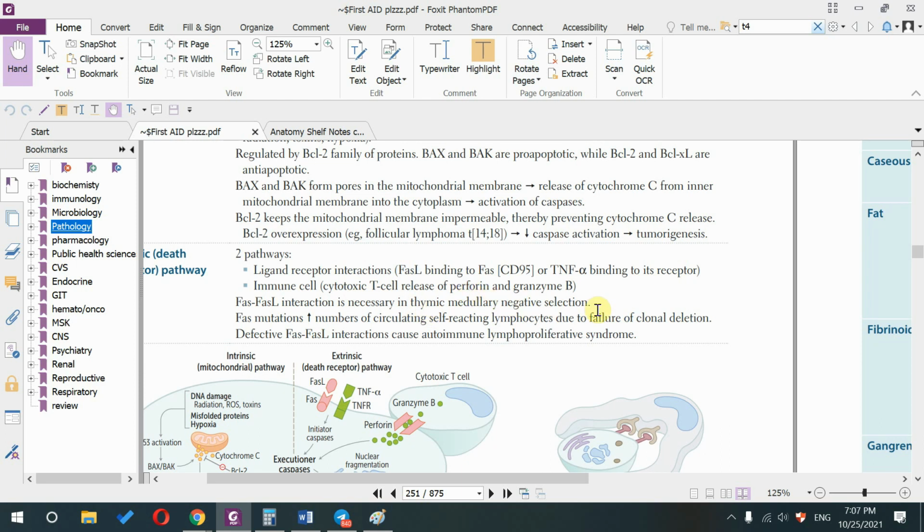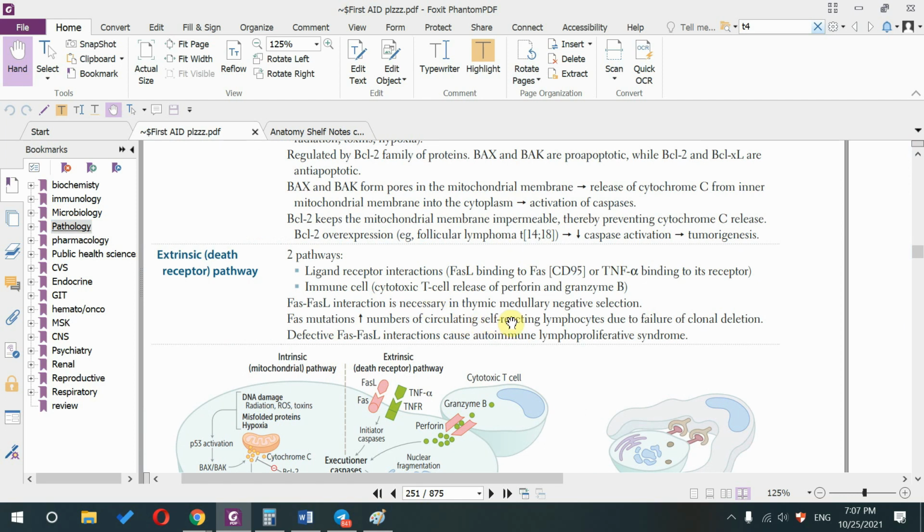You can read it and you can understand how it happens. So the Fas L interaction happens where? In the medulla of the thymus, and if they see that it binds so much, they will just kill it. So the FAS mutation increases the number of circulating self-reacting lymphocytes due to failure of clonal deletion. So imagine if the FAS is not working, and it cannot lead to medullary negative selection.